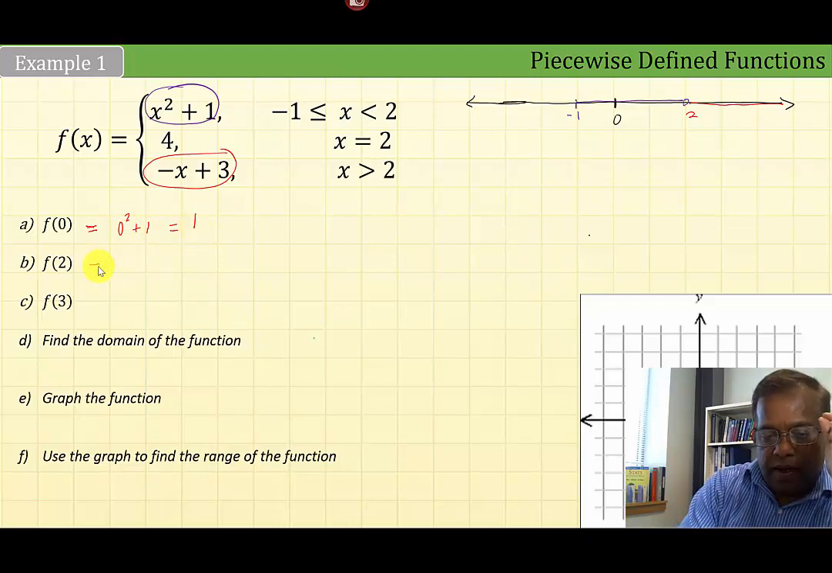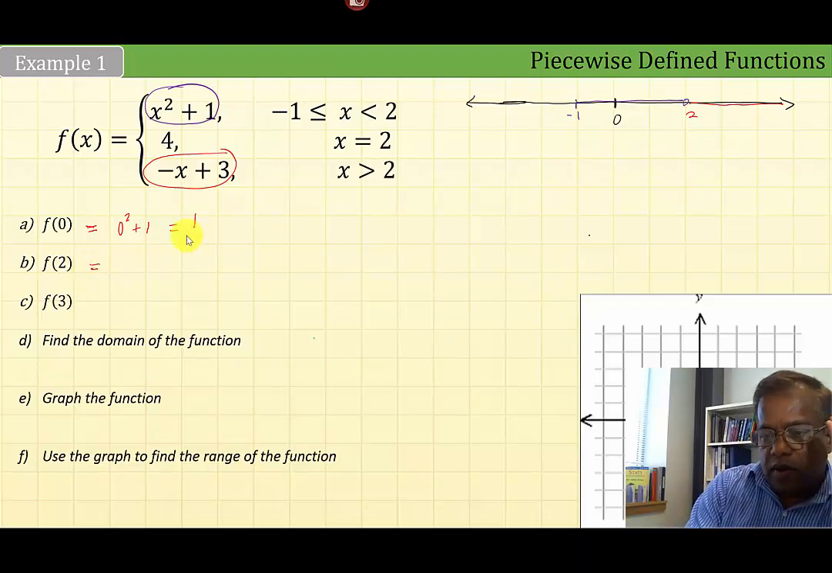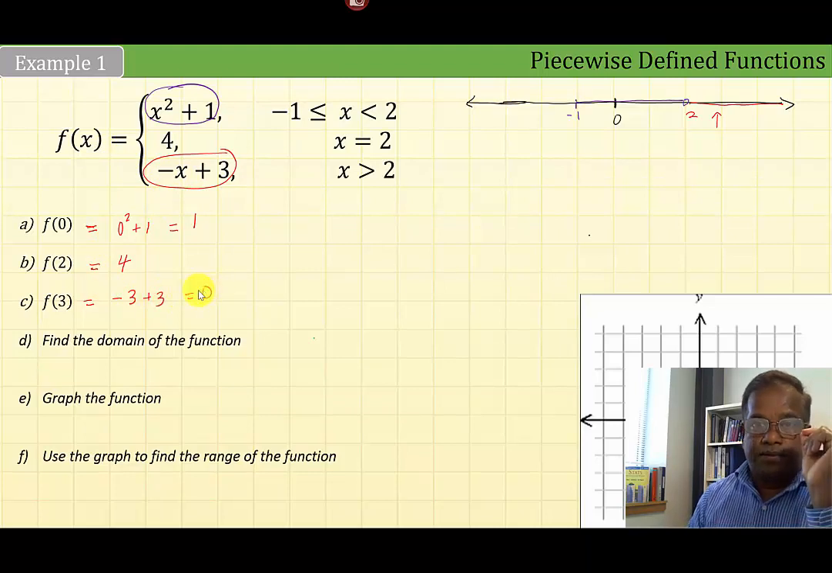And part B, we want to find f of 2. F of 2, where x equal to 2. So at x equal to 2, we use this rule, f of x equal to 4. So therefore the answer is clearly 4. Part C, we want to find f of 3. So when x equal to 3, the 3 belongs to this interval where x is greater than 2. The 3 is somewhere over here. So 3 belongs to this interval. So we're going to use this rule. So f of 3 is -3 plus 3, which is equal to 0.